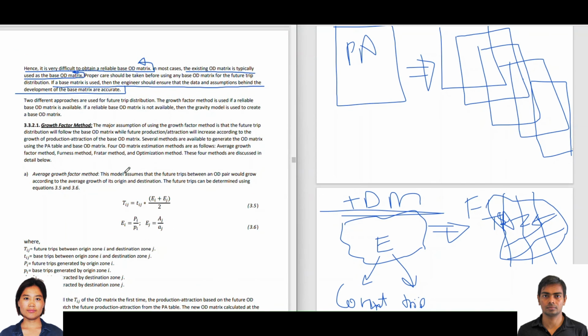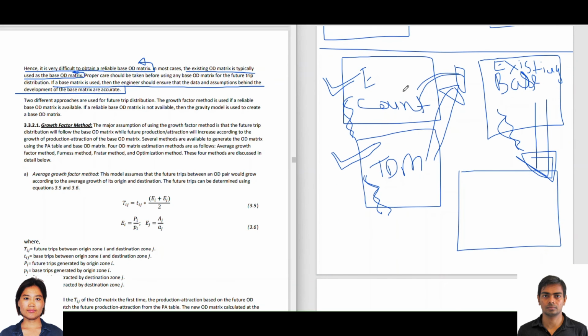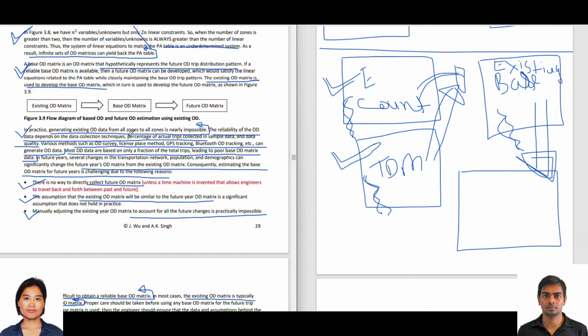So again, the data we collect for OD in the field uses different methods, which are listed here: OD survey, license plate, GPS-based data, Bluetooth tracking, etc. Those have limitations. Either the sample size is small, or we are only covering some major roads, or the data quality is not good. So the existing OD is kind of distorted.